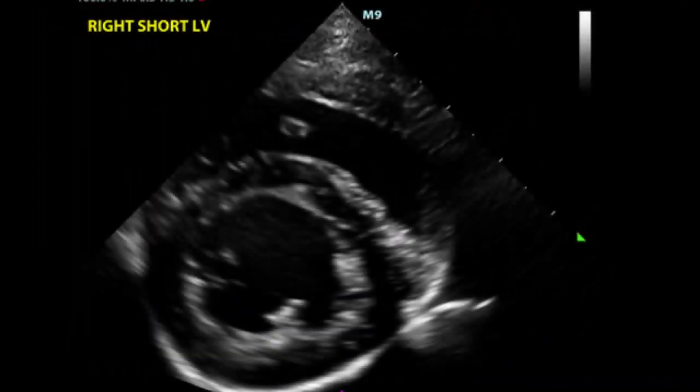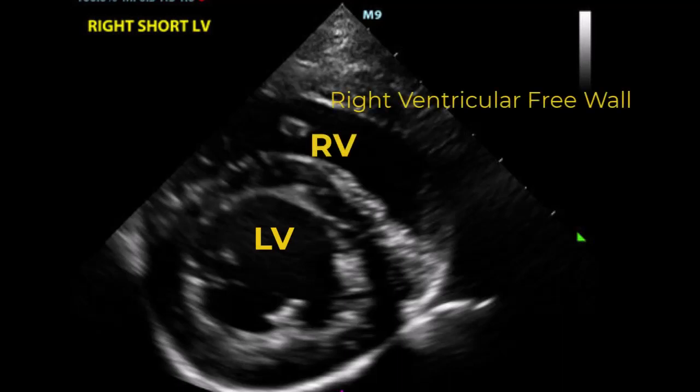Beginning with a two-dimensional cardiac image of the left ventricle in the right side short axis view. In this still image is a right side short axis view of the left ventricle. The right ventricle and right ventricular free wall are also visible and should be evaluated. Note the left and right ventricles.